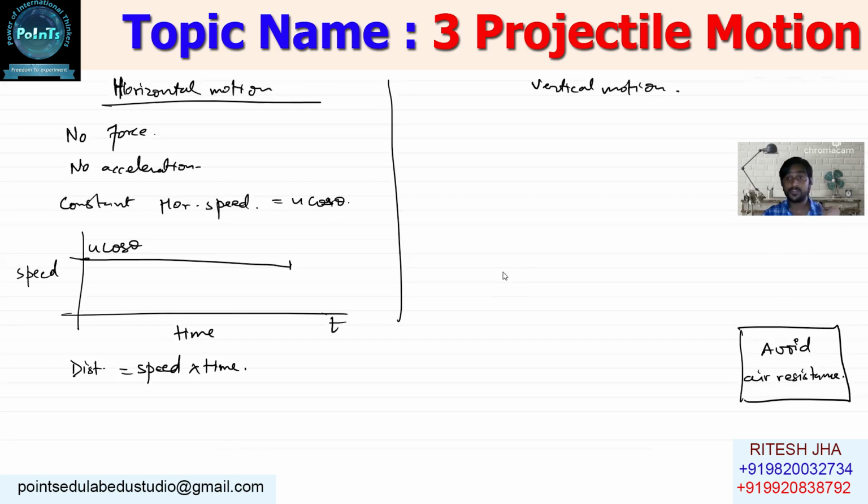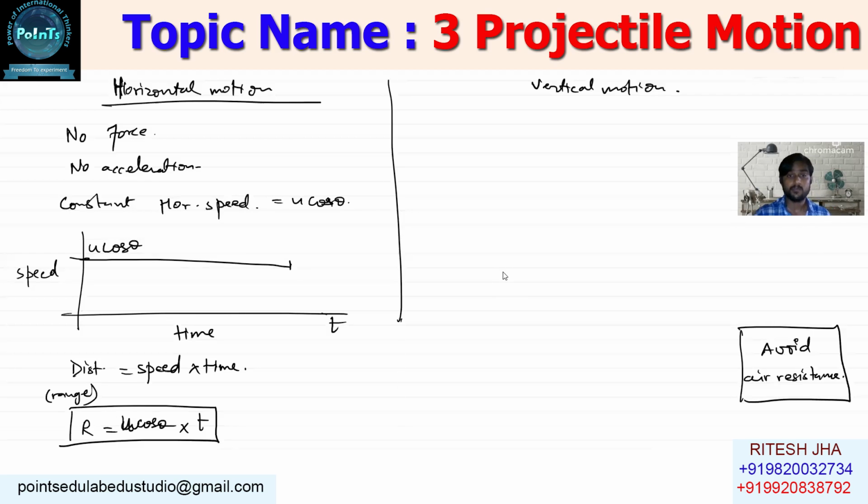Now the horizontal distance that is covered is also known as range. How long it will be going, that is basically the range. So that is equal to speed into time, the horizontal speed into time. So R is equal to u cos theta into whatever time it takes. That's the only formula we can actually use in this particular case.